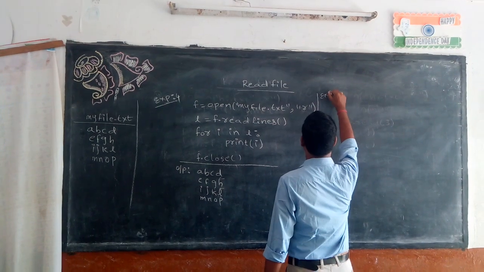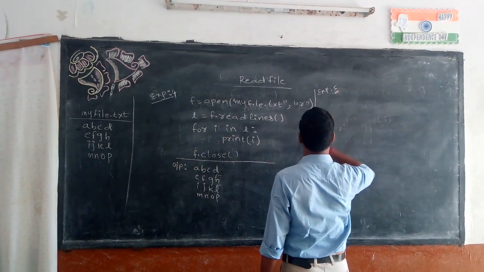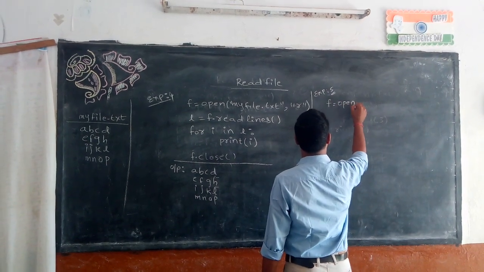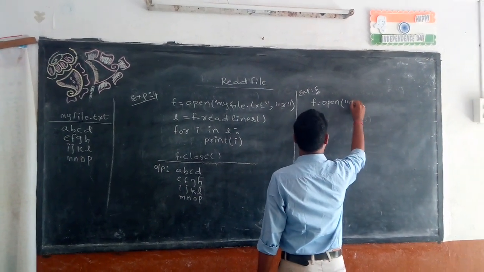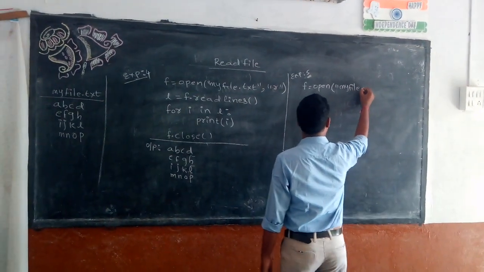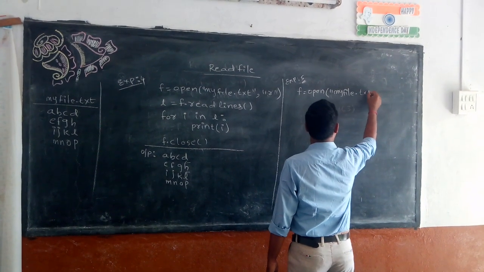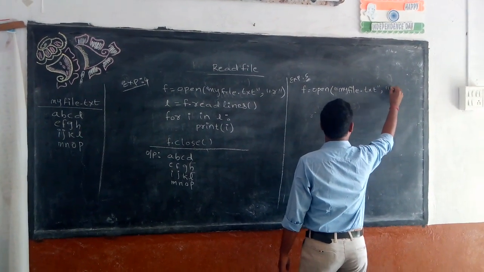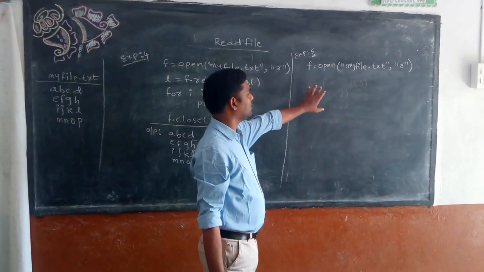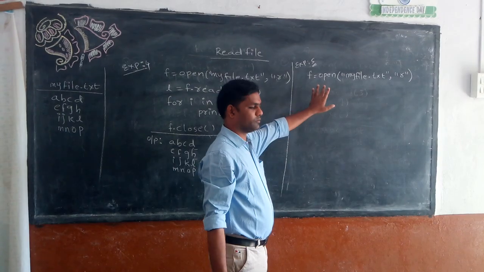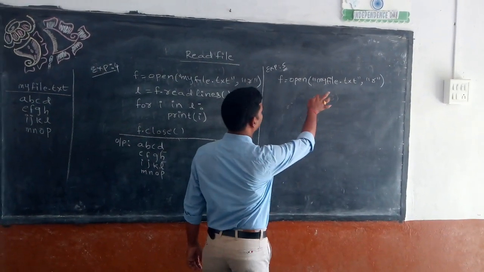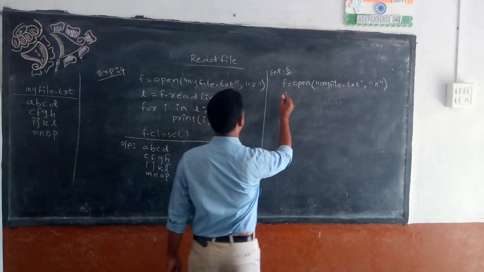Example number 5. So I say f is equal to open my file.txt comma r. So I am opening a file using what mode? Read mode. Yes. So now I am opening a file my file.txt in the r mode. Next I will write a code.